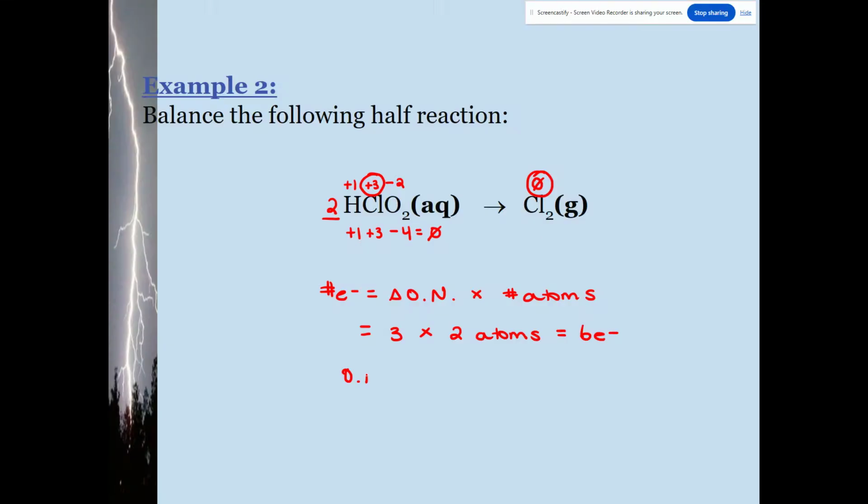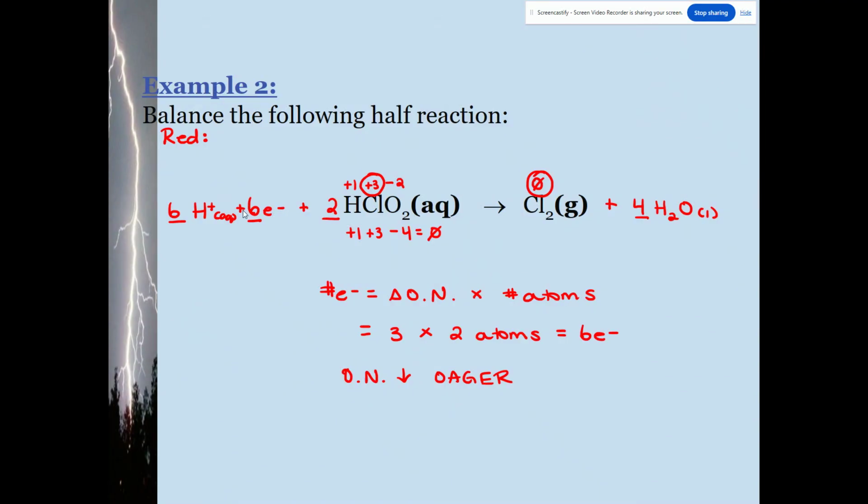Now my oxidation number is again going down. So this is a gain of electrons again. This is a reduction half reaction. So my 6 electrons need to be a reactant. Okay, reduction reactions, electrons are being gained, they are a reactant. Now, waters. I have 4 oxygens on my reactant side, so I need to add 4 waters on my product side. I now have 8 hydrogens on my product side, but I already have 2 on my reactant side. So I just need another 6 on my reactant side.